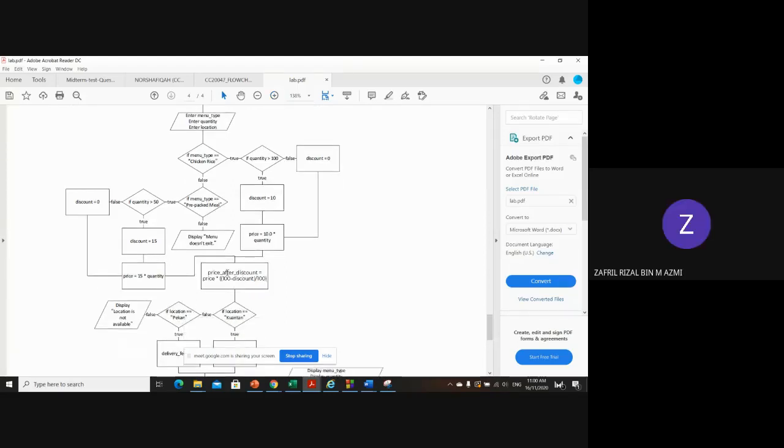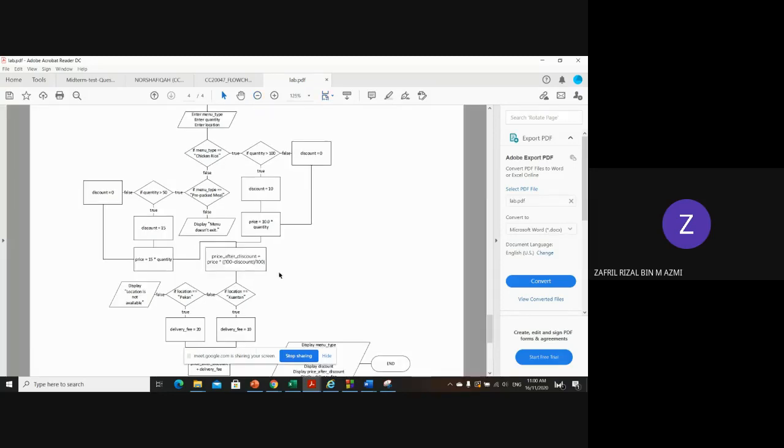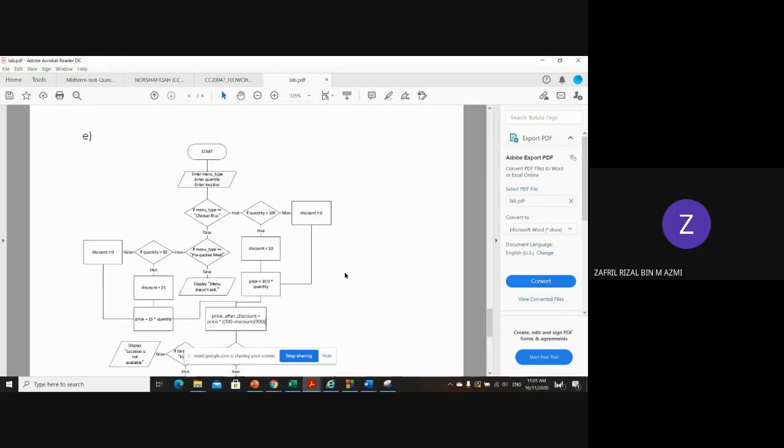Alright, so after you go through these parts, you get the discount, you get the price, and then you do the calculation. So correct, still correct. But there's a but. If the question asks you to be consistent between your algorithm and also flowchart, it should be consistent. So this is wrong. Why am I saying it is wrong?